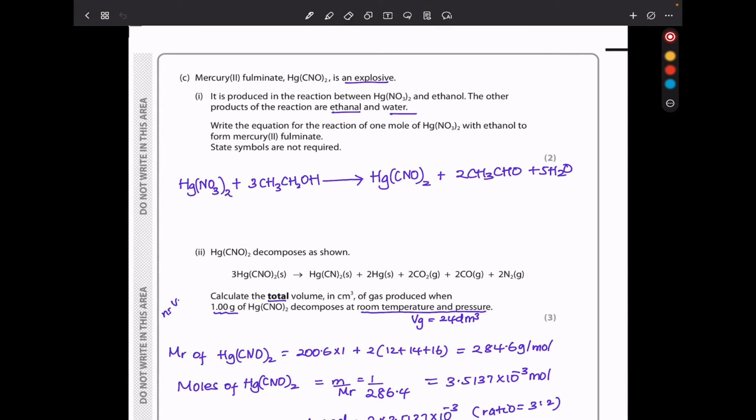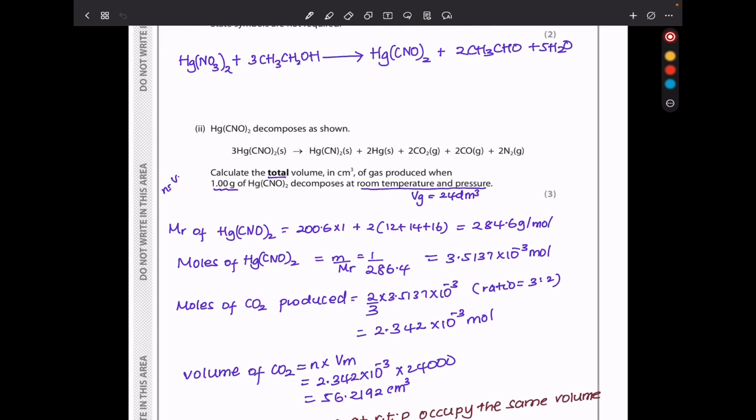In part C, mercury 2-fulminate is an explosive. It is produced in the reaction between that and ethanol. The other products of the reaction are ethanol and water. They want you to write the equation for the reaction of 1 mole of mercury nitrate with ethanol to form mercury 2-fulminate. State symbols are not required. Since mercury 2-fulminate is produced, there is water produced as well as ethanol. These are the products formed, and on the other side, they say it reacts with ethanol to give us this. So just balance the equation.